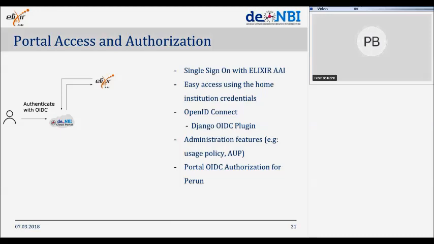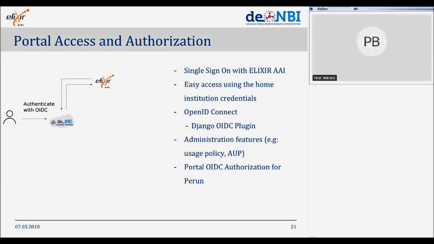And this fact that a user must be part of the deNBI virtual organization is a very useful administration feature. It allows us to enforce the user to accept our usage policy if he wants to use our service, of course. So all in all, OpenID with Elixir solves our authentication problem for the portal access, but it also solves the authorization.